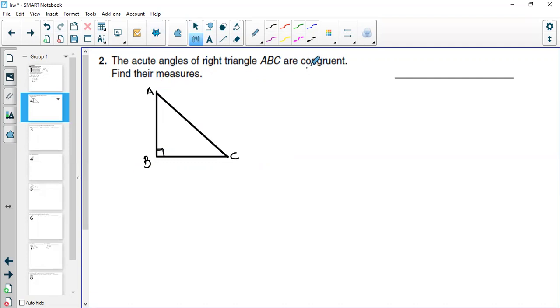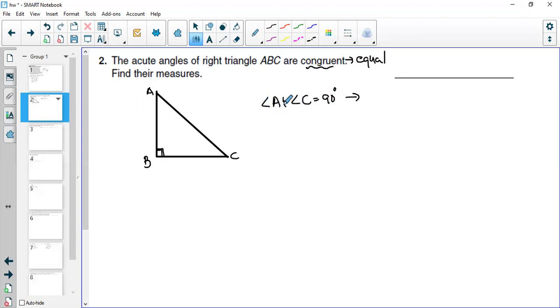What does this word congruent mean? That means it is equal, right? Now, according to one of the corollaries you learned, you know what this thing is. In a right triangle, the acute angles must be complementary, meaning they sum to 90 degrees. So can I say angle A plus angle C equals 90 degrees? Because this is due to the corollary which we learned, that the acute angles in a right triangle are equal to 90 degrees.